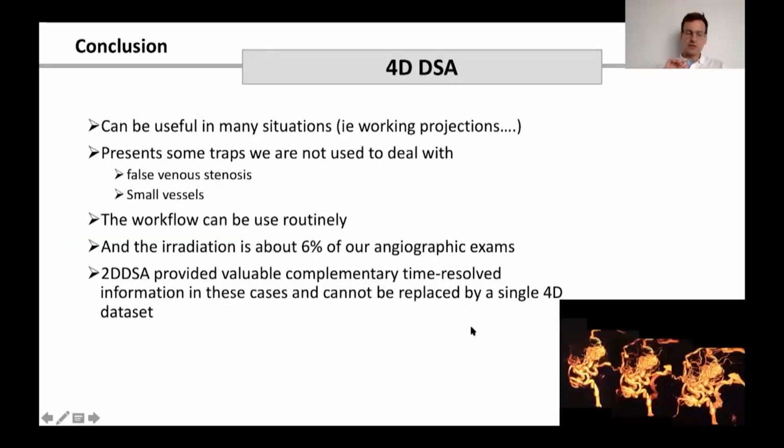Just to conclude, 4D DSA can be very useful in many situations. It presents some traps we are not used to dealing with, especially the false venous stenosis and the small vessels. The workflow can be used routinely, and the irradiation is about 6% of your angiographic diagnostic exams. 2D DSA provides valuable complementary time-resolved information in these cases and cannot be replaced by a single 4D dataset.